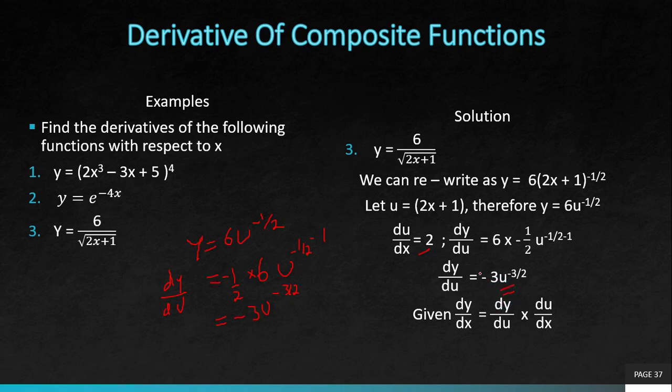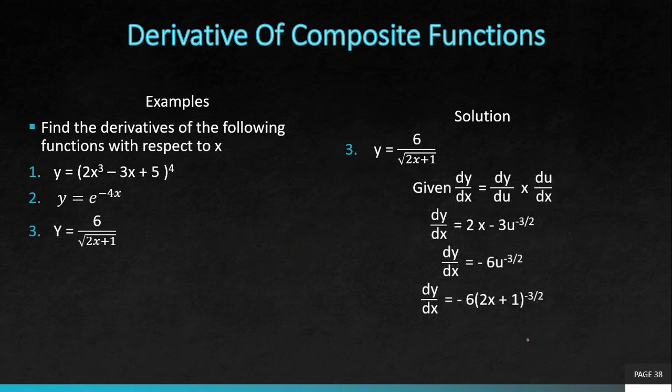Then the next thing we do, very simple, we just put in the value of the du/dx and the dy/du into our chain rule formula. Now doing that, we get 2 times minus 3u raised to the power of minus 3 over 2. 2 times minus 3 will give us minus 6. Good. And our u, recall our u is equal to 2x plus 1. So instead of u here, what do I write? I write 2x plus 1. So my answer is minus 6, 2x plus 1, everything raised to the power of minus 3 over 2.